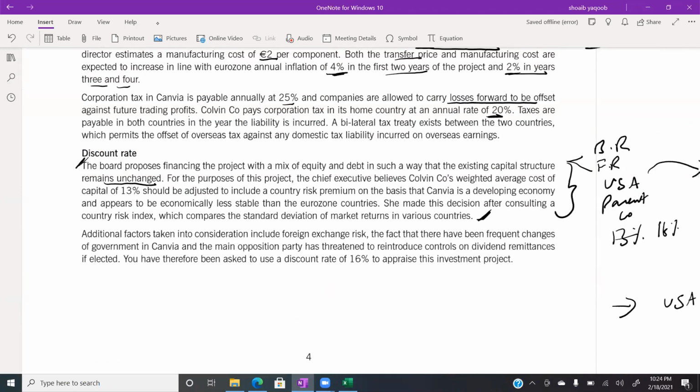Okay, last paragraph. Additional factors taken into consideration include foreign exchange risk, the fact that there have been frequent changes of government in Canvia, and the main opposition party has threatened to reintroduce the control on dividend remittance if elected. So the main opposition party is saying that if they get into power, they will put restriction on the remittance. Yes, you have therefore been asked to use a discount rate of 16% to appraise this investment.